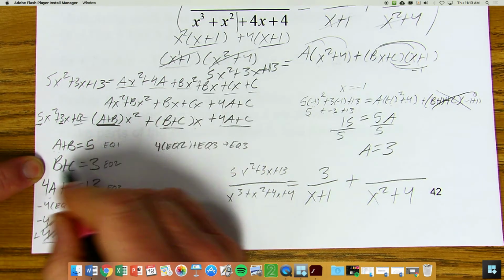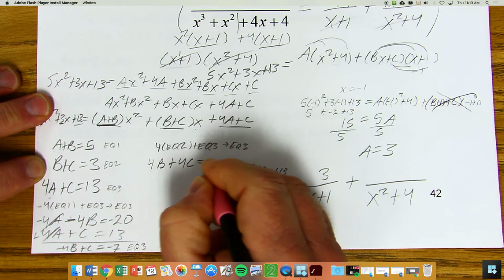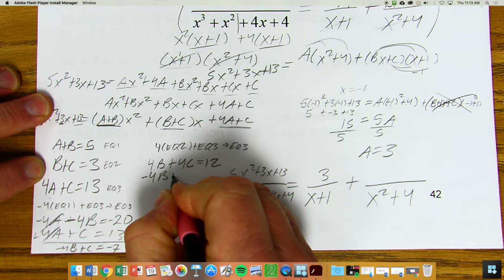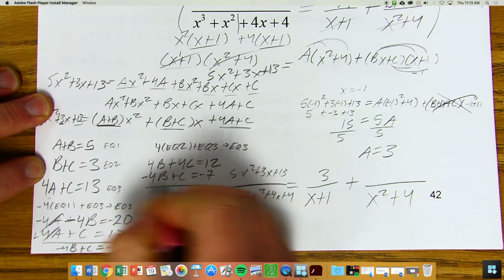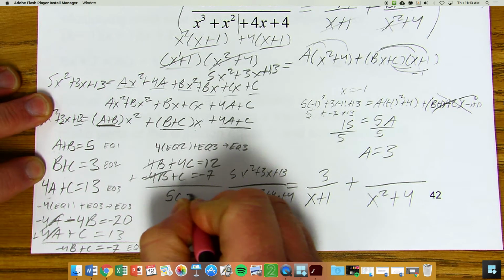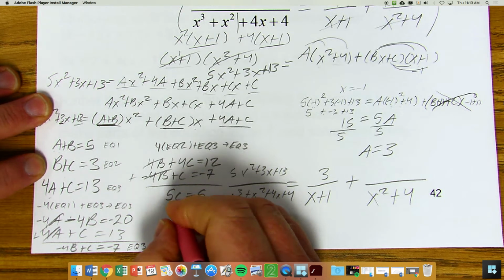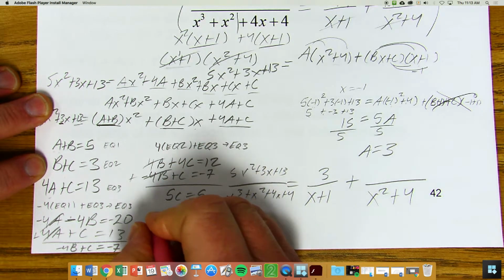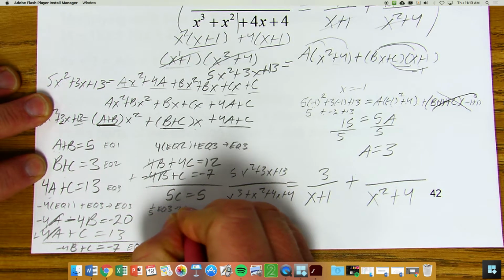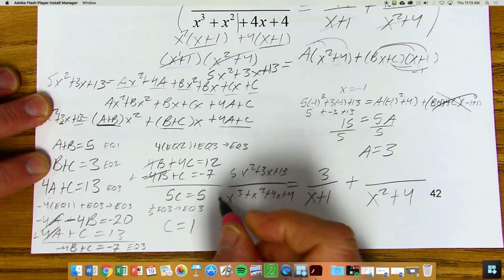So I get 4 times b, which is 4b, plus 4 times c equals 12. And I add that to -4b plus c equals -7. I add those together. These will cancel. 4c plus 1c is 5c. That equals 5. We can quickly, easily solve for c by dividing by 5, or we would say that we would take 1/5 times our new equation 3. That's going to become equation 3. So that's going to give us c equals 1. So we do know c equals 1 now.